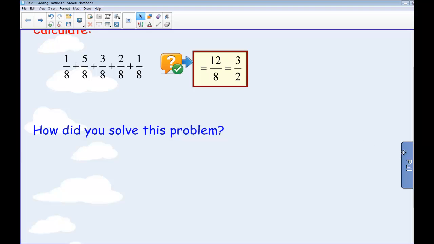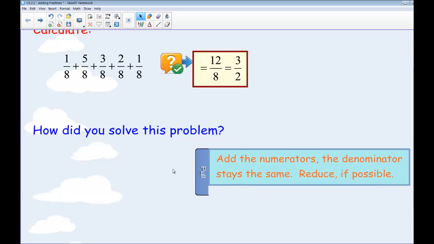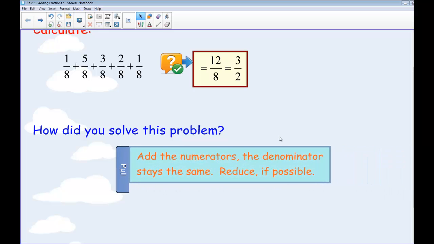Well, if we generalize here, what you actually did in order to solve this question was you added the numerators together, but the denominator stays the same. And of course, in this case, we were able to reduce the fraction, so we did just that. So hopefully this reminds you of some of the techniques that you've worked with before in your previous math courses.